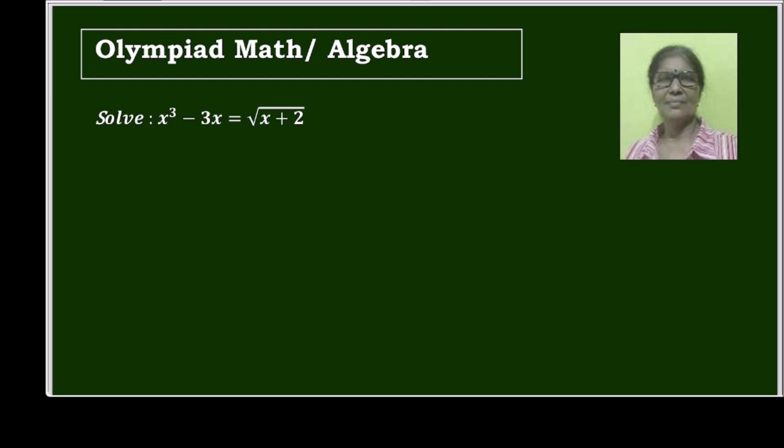Today we will solve an algebraic equation using trigonometry. So let's start. The question is: solve x cube minus 3x equals square root of x plus 2.